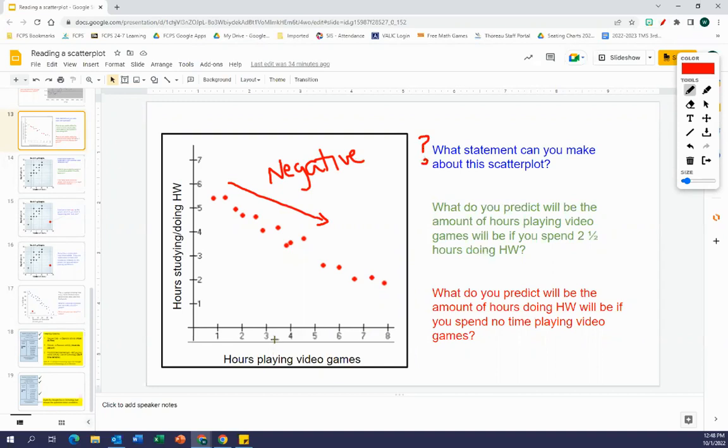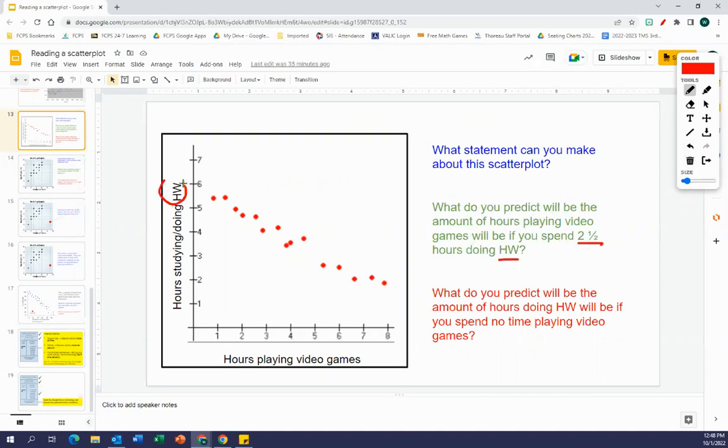I might say that the more I play video games, the less time I have to do my homework. You see how the arrows are going in opposite directions? That's how I know it's a negative correlation. All right, let's make a prediction. I'm going to predict how many hours of playing video games if I spent 2.5 hours doing homework.